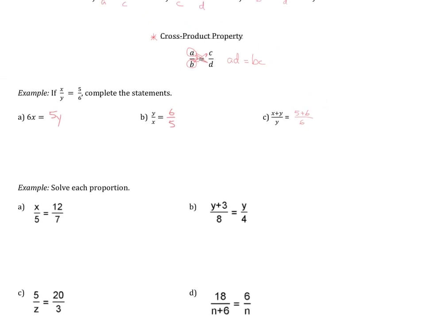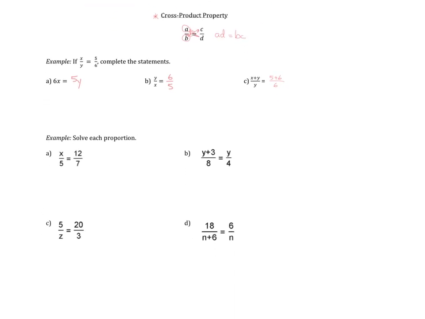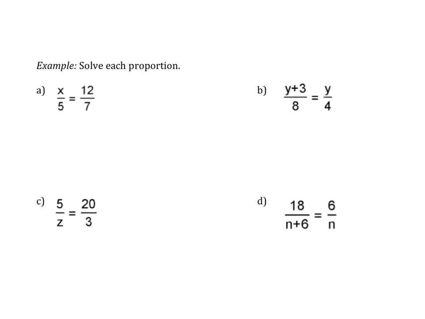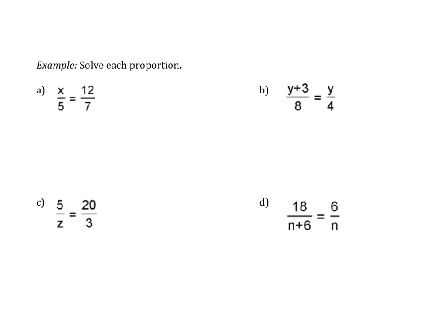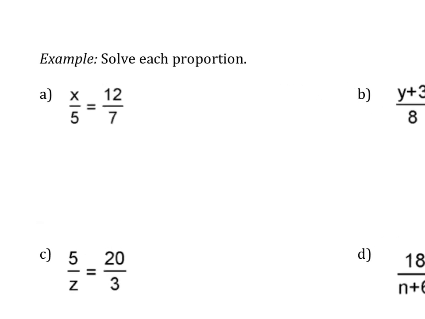So we can use all those properties of proportions, and we'll be just fine. So now here are some examples. I'm going to do a couple of them for you and then let you do the other couple. So the first one, letter A, solving each proportion. You'll notice there's only one variable. And so the main property we're going to want to use is the cross product. Going to multiply across there, which will give us 7x.